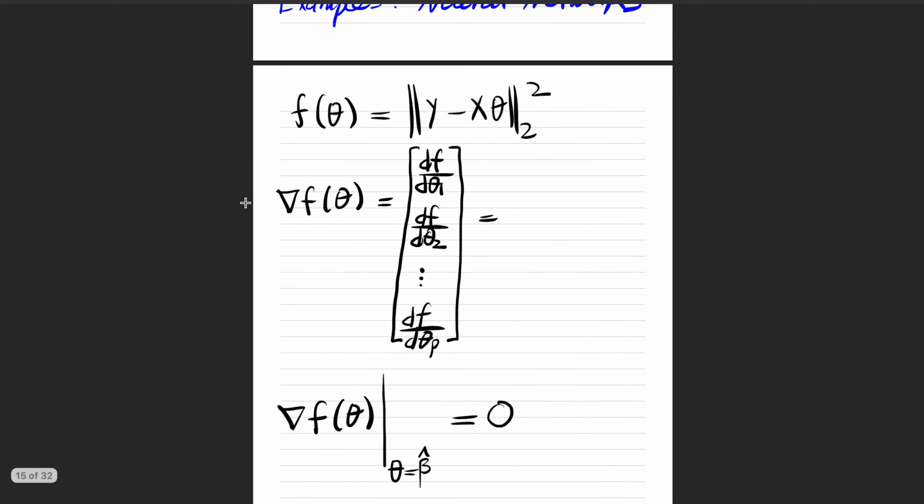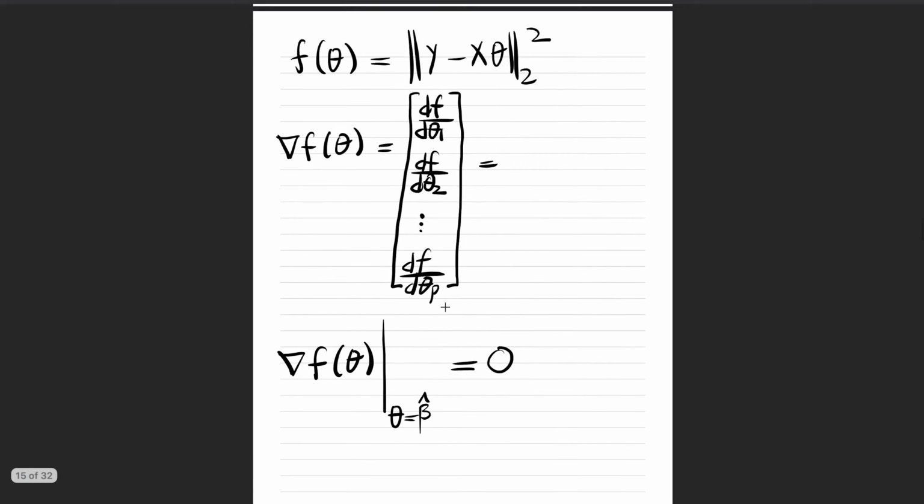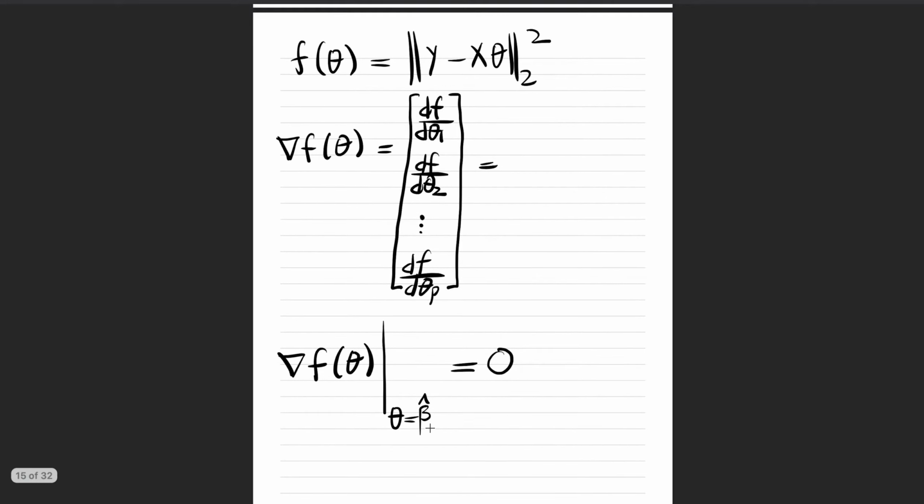So what we need is for the gradient of this function to be 0, which means that the partial derivative of this function with respect to all the coordinates, all the coefficients, to be 0. So beta hat, the estimated coefficients, are such that the gradient of this function is 0 at that point. Now, what is the gradient of this?